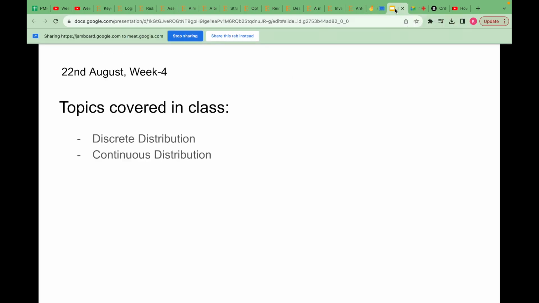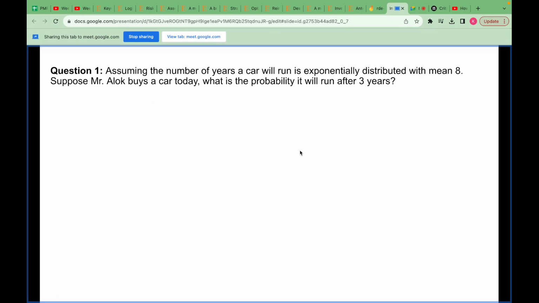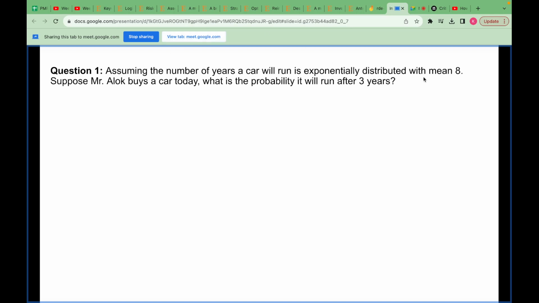Okay, so we will now try to go through a few problems. First, assume the number of years a car will run is exponentially distributed with mean 8. So the exponential distribution, okay, so the mean is 8 and it is asked: suppose that Mr. Alok buys a car today, what is the probability that it will run after 3 years?